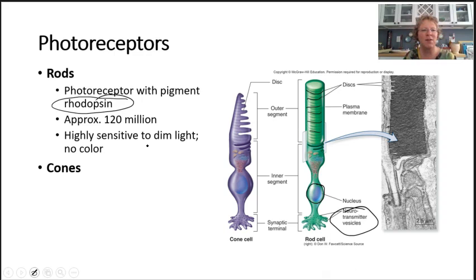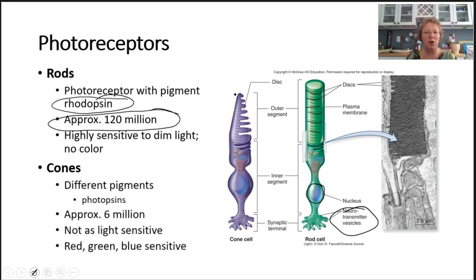And rhodopsin is very sensitive even to dim light. When light hits this protein, it changes shape. When enough of these proteins change shape, that stimulates the rod cell to send a message to the nearby neurons. In the human retina, we have approximately 120 million rod cells. And again, they're very sensitive to dim light, but they're not good for color vision because there's only one type of pigment. Compare that with the cones, and these are our cones.